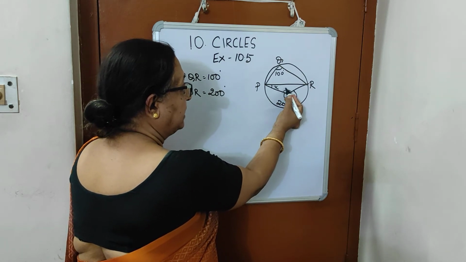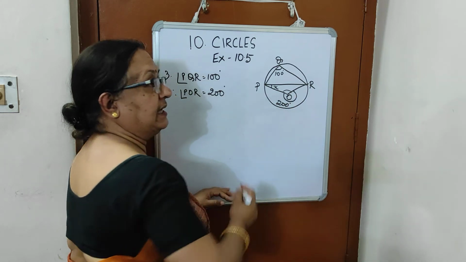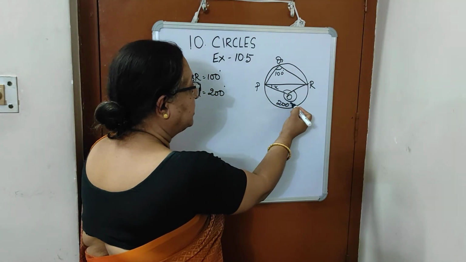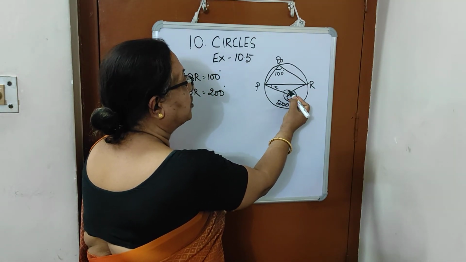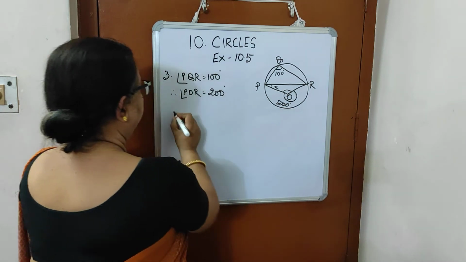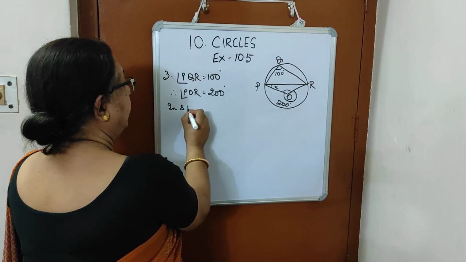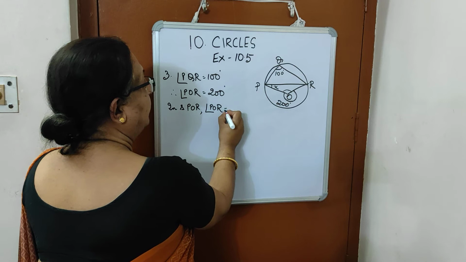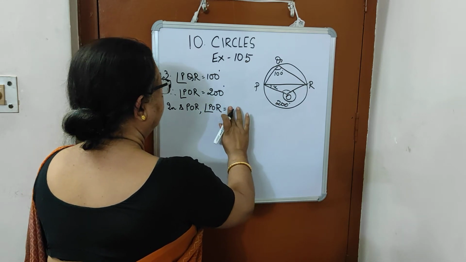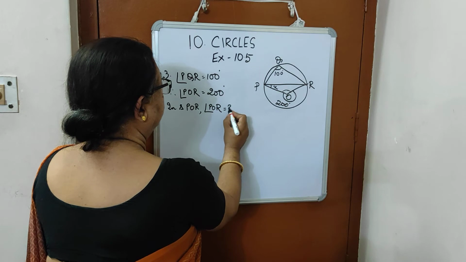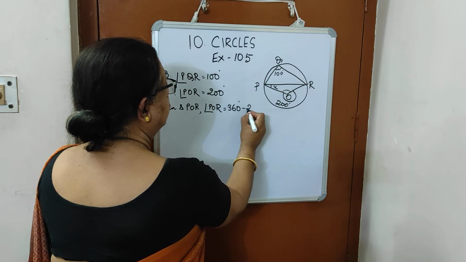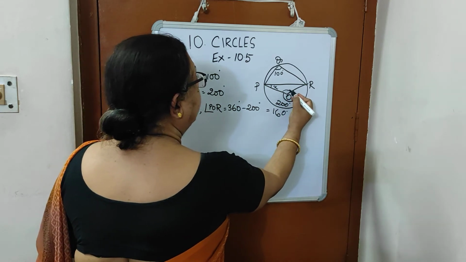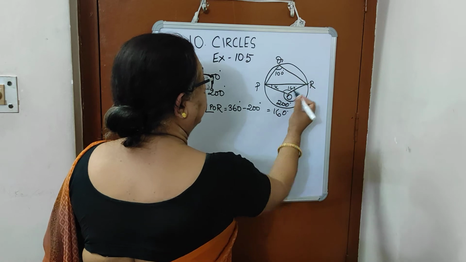Now you know, children, this full angle around a point is 360 degrees. This is known to you. So if this portion is 200, what about this angle? So you can write in triangle POR, angle POR will be 360 minus 200, that is 160 degrees. So you get this angle as 160 degrees.